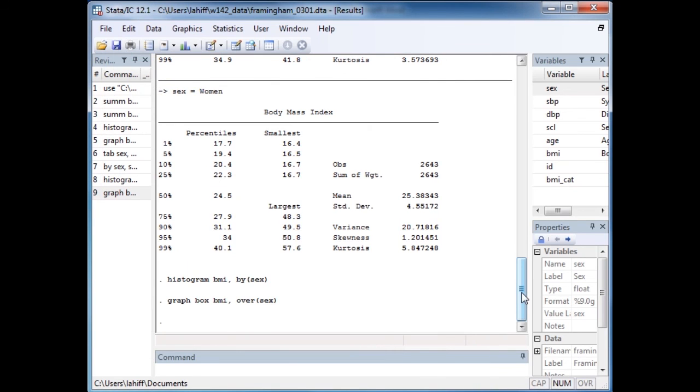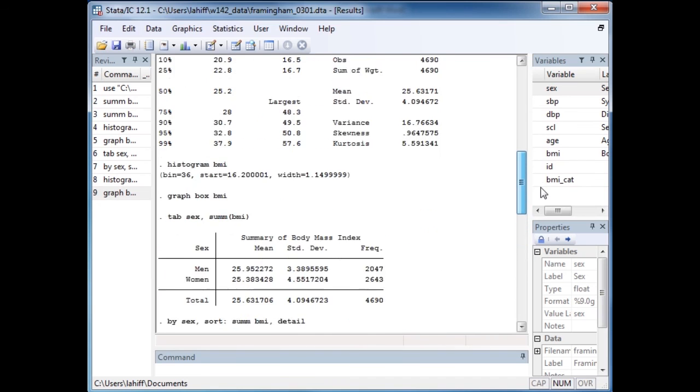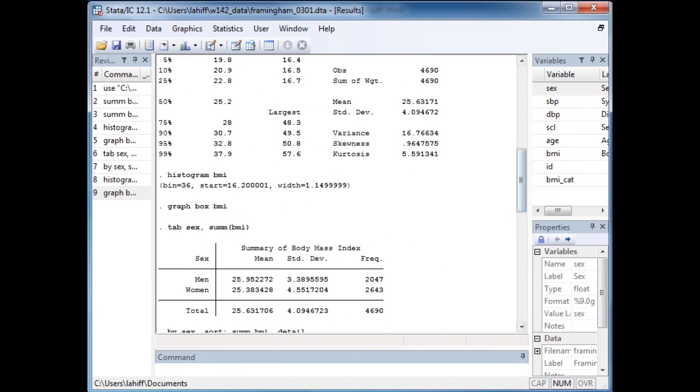We can see this if we go back to our standard deviations. I'm going to scroll back up to the concise table. As I mentioned, the standard deviation for the women is 4.6 or 4.55. The standard deviation for the men is 3.4 or 3.39. The box plot gives us a good visual as to why the standard deviation for the women is actually larger.